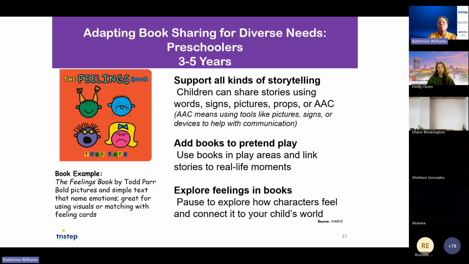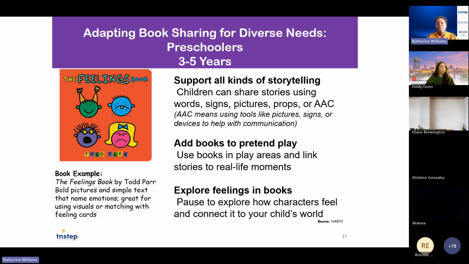So now they want to take charge and they want to share that moment with you and pretend to be the one that's reading. So a book that I love for this age group is the Feelings book. And it has really bold and fun pictures. And there's not a lot of text in there. So that is great as well. And it just helps to provide a visual.